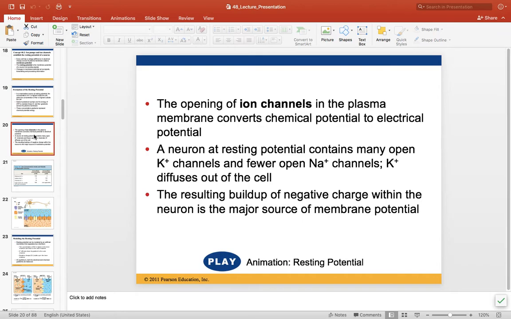So the opening then of those ion channels in the plasma membrane converts chemical potential to electrical potential. A neuron at resting potential contains many open potassium channels and fewer open sodium channels. Potassium then diffuses out of the cell. The resulting buildup of negative charge, because if you're taking positives away from an area, it's going to become more negatively charged, within that neuron is the major source of membrane potential.